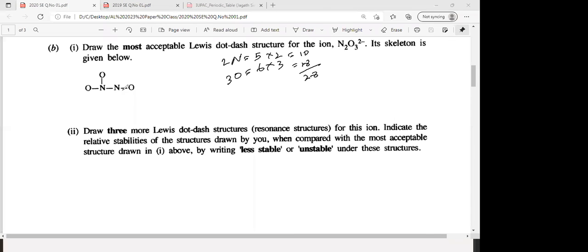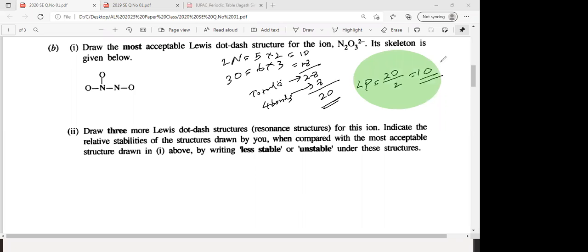Minus, how many bonds here? 1, 2, 3, 4. 4 bonds. 4 bonds means 8. Then you get here 20 electrons. 20 divided by 2 for the lone pairs, after the 4 bonds. These are the total valence electrons; for the 4 bonds, subtract, then you get 20. Then lone pairs will be 10 lone pairs. Look at the screen here. I've got 10 LP.